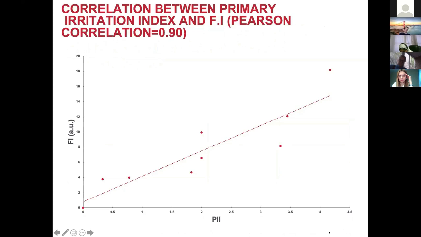The last results correlated our data with the primary irritation index. The reason for this correlation was that we chose the primary irritation index as a means to select compounds. So what we wanted to see was how much correlation there is between the primary irritation index and the fluorescent intensity, which shows our own results. By drawing the plot, we found that this data was highly correlated, with a strong Pearson correlation of 0.90, which shows that by using the primary irritation index as a means, we can use our model to predict the irritation of compounds toward human skin.